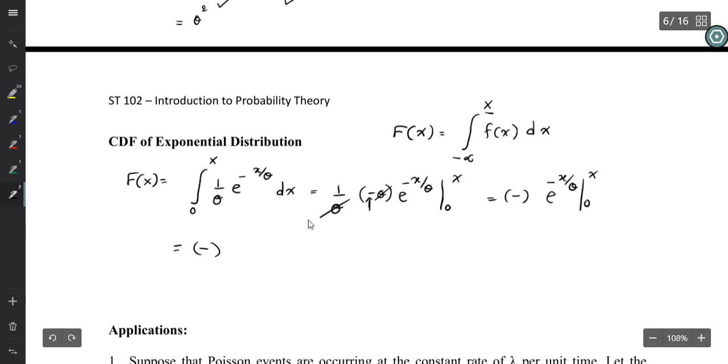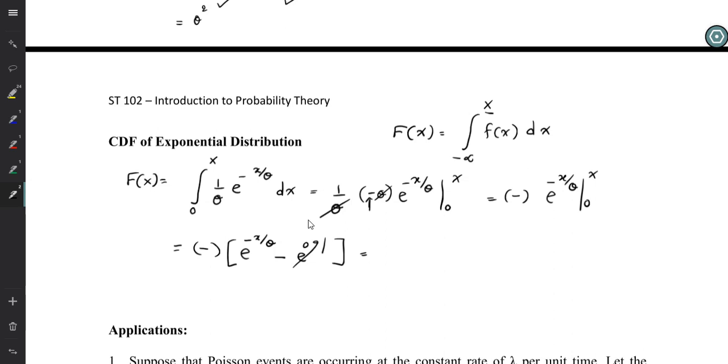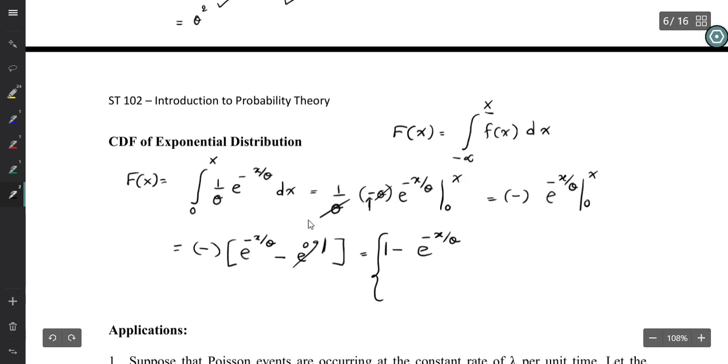You get negative e to the negative x over theta minus e to the 0. E to the 0 is 1. So you get negative e to the negative x over theta minus 1. This minus and this minus, you get 1 minus e to the negative x over theta. So here's the CDF of the exponential density. This is the CDF of the exponential density.